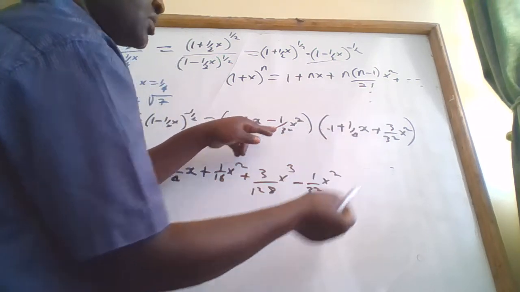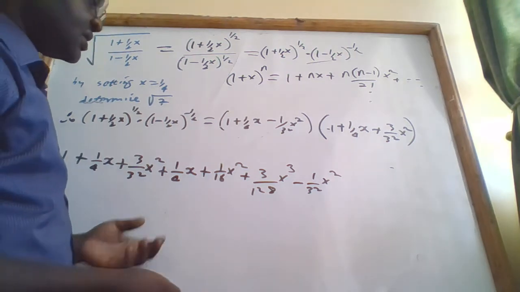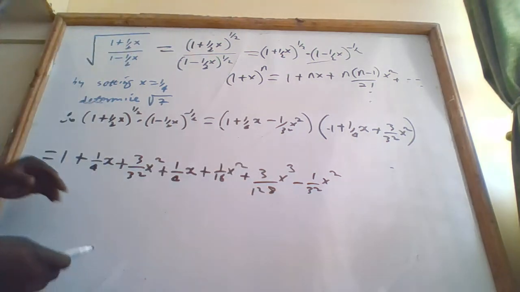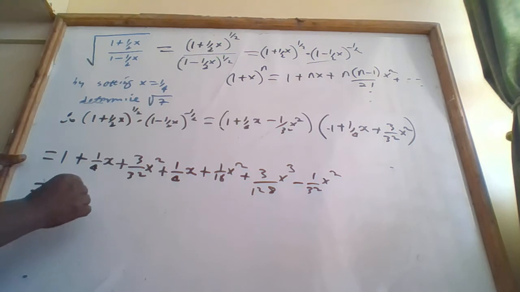So when it's cubed, it means that we are past the 3 terms that we needed. Therefore, we stop there, and then we group like terms. We have 1 all over 4 plus 1 all over 4, 1 all over 2x.